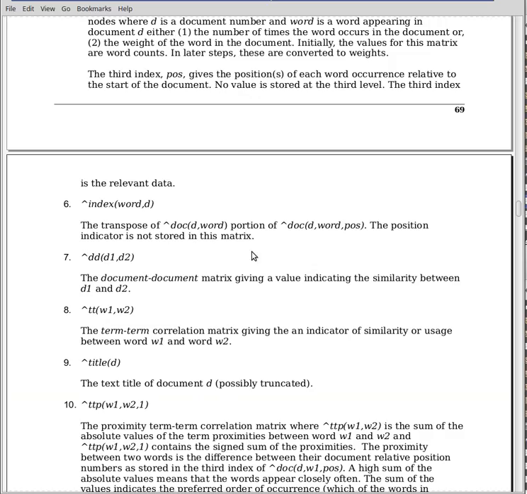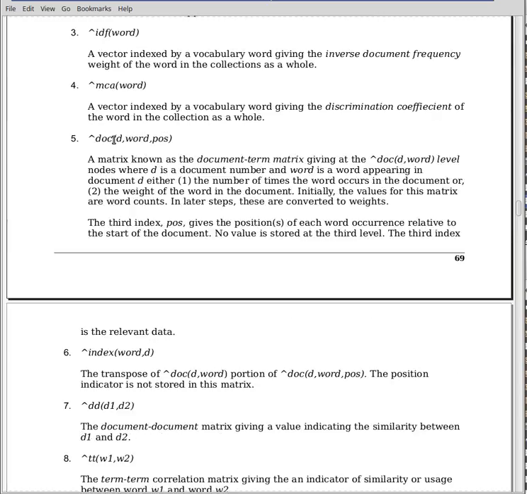The next one is the transpose of the document term matrix. It's called the index. It does not contain the third level, the position. It's only the document and word portion. So these are rows that are indexed by words, and the values in the columns are the document numbers, and the value for a given word in a given document, that particular cell, is the weight of that word in that document. So this is just simply the transpose of this portion of the document term matrix. In the document term matrix, the rows are documents, the columns are words.